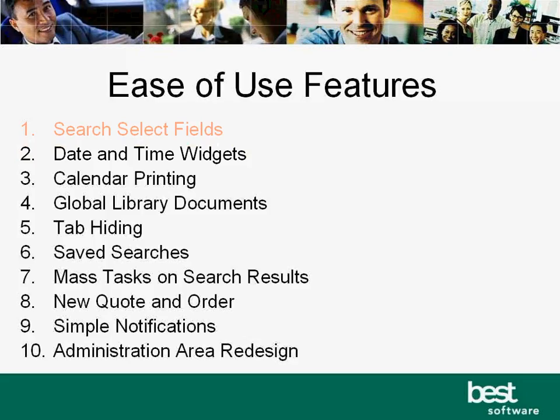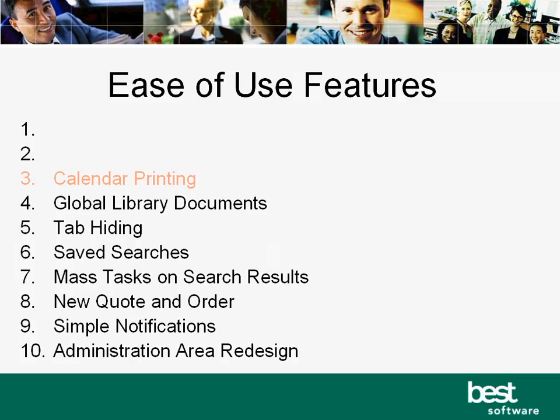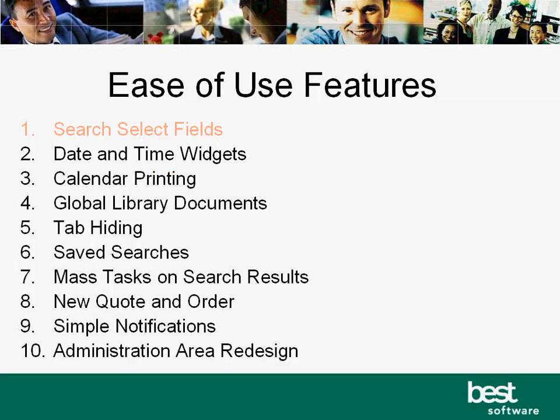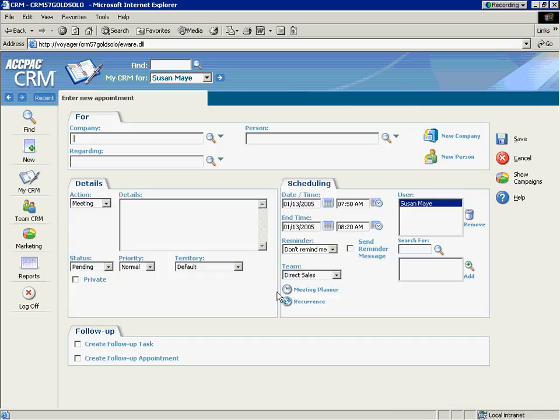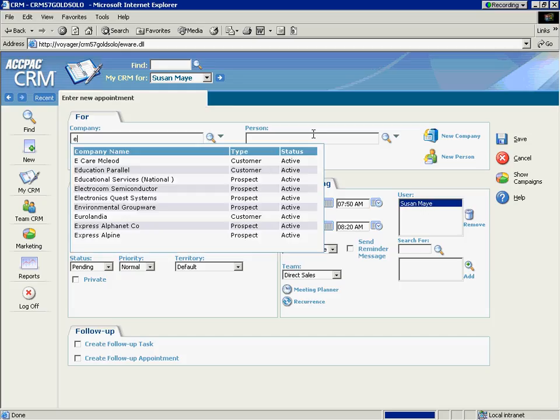And number one on the ease of use features in ACPAC CRM version 5.7 is the new search select fields. You will notice these when you're creating appointments, opportunities, and other pieces of information in the system. If we go ahead and create a new appointment, it is this area that has been redesigned in CRM 5.7. We can type in a partial company name here, and it automatically pops up the list of potential matches so that I can easily decide, yes, it is one of these companies and what their type is.